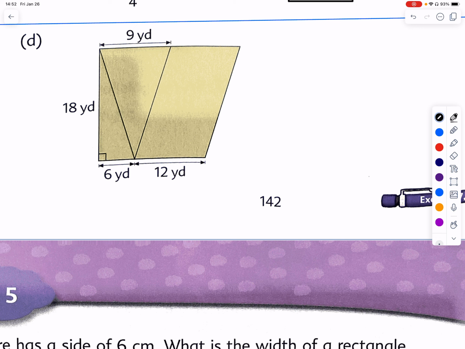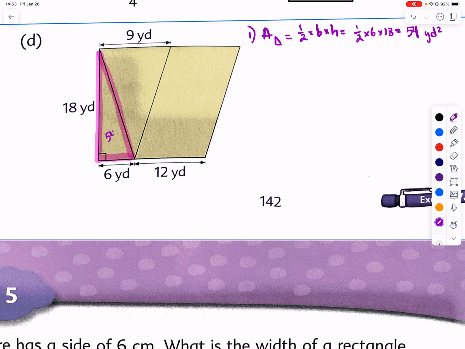Let's take a look at example D. Oh my, look how much is going on in example D. Let's identify the first shape, and that is the right triangle. So step one, I'm going to write the area of this triangle, and it is half of base times height, and that translates into half of 6 times 18. 3 times 18, or 6 times 9, is 54 yards squared, right?